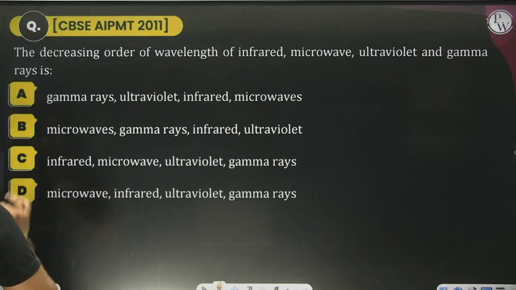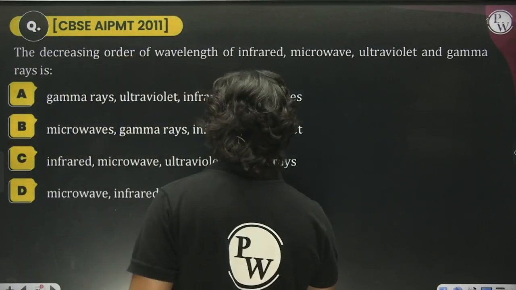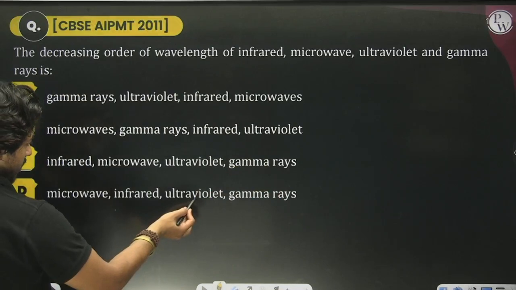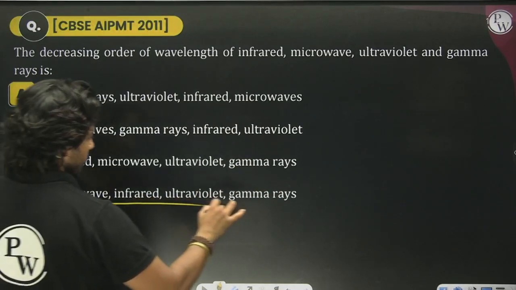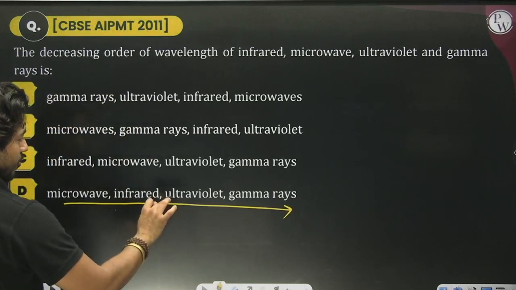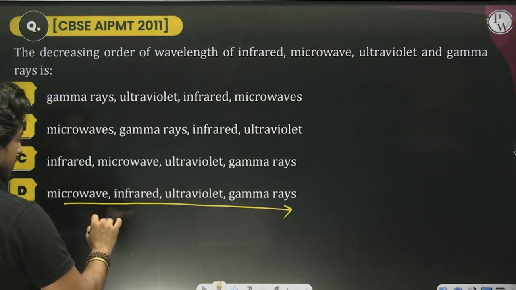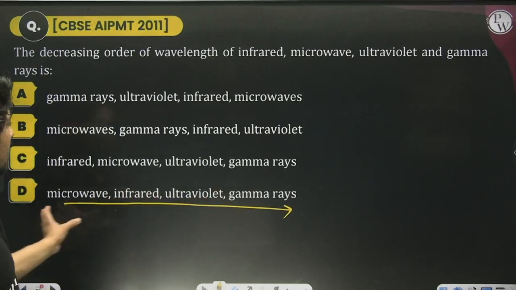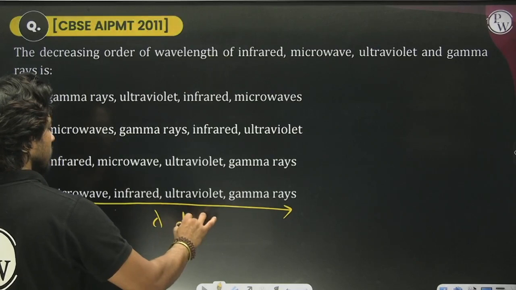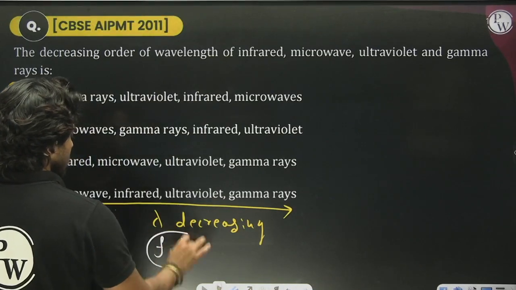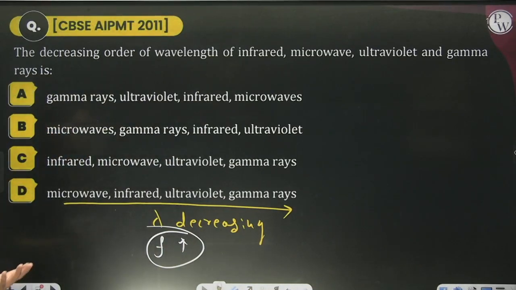Next question. Decreasing order of wavelength. Now they are asking about the decreasing order of wavelength, which means increasing order of frequency. So we know that the frequency for gamma is maximum, then ultraviolet, infrared, microwave. So this is the correct sequence for the increasing order of frequency or the decreasing order of wavelength.